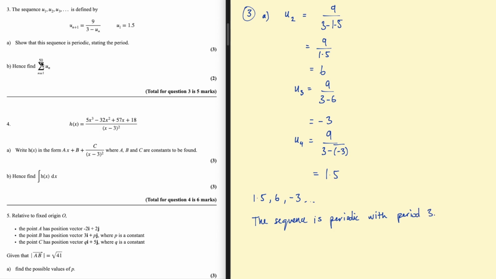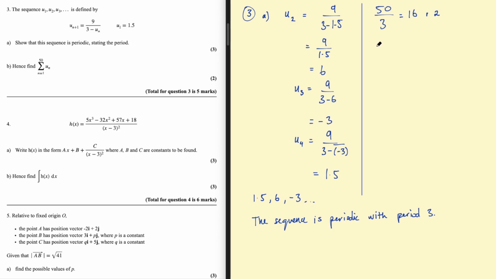Part B says, hence find the sum from 1 to 50 of the sequence u sub n. In other words, this is saying find the sum of the first 50 terms of this sequence. Well, how many times would this period repeat over 50 terms? Let's just think about what 50 divided by 3 would be. Well, 3 goes into 48 16 times, so this would be 16 remainder 2. So we're going to have 16 lots of each term, and then 2 more terms starting from the first term.